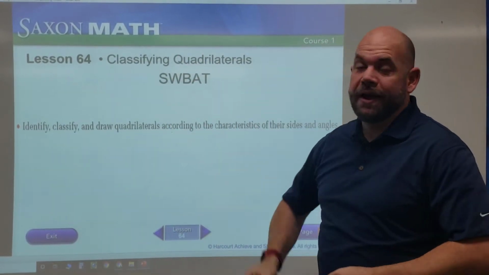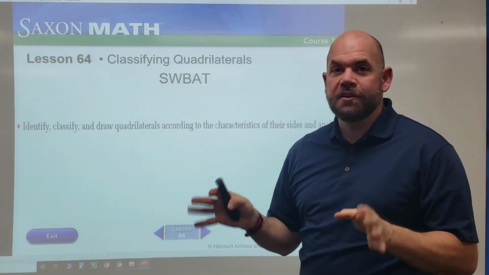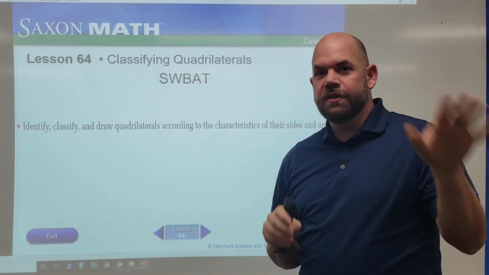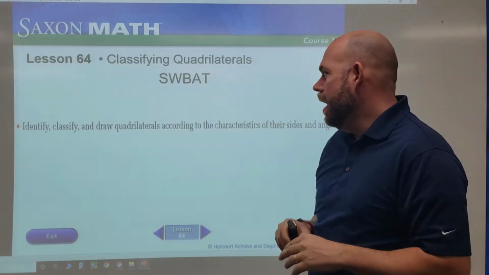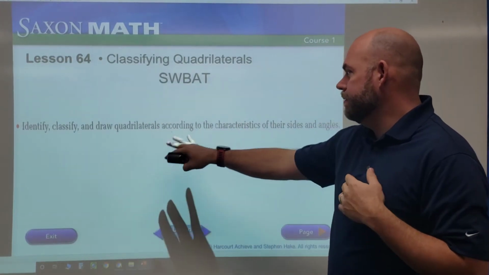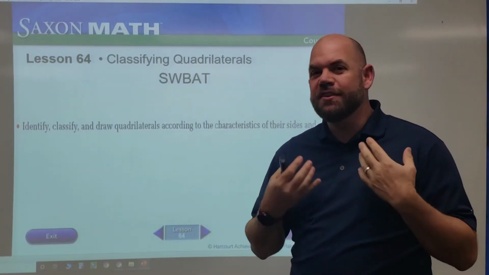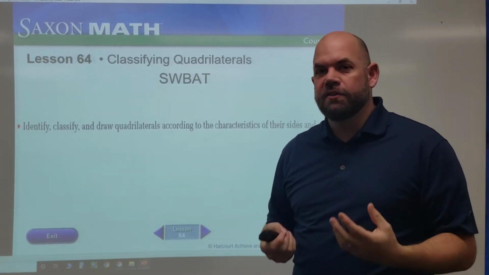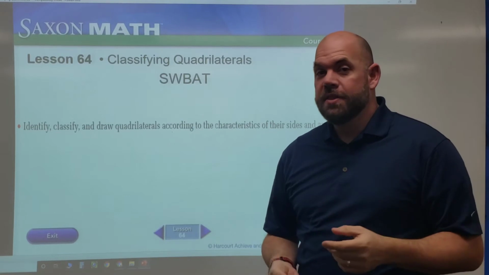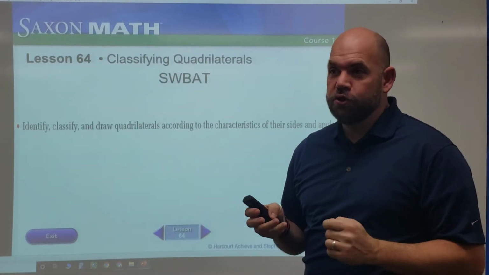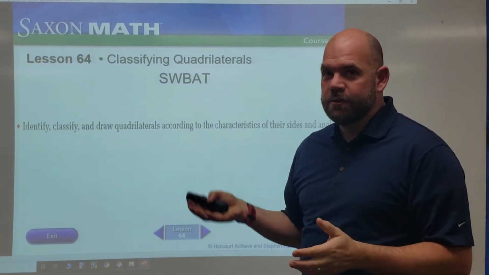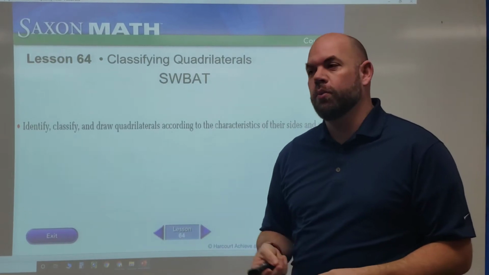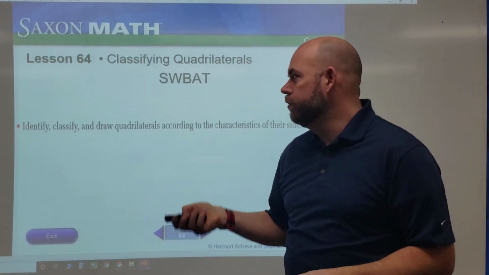This is classifying quadrilaterals. We talked about quadrilaterals just a few lessons ago, I think back in Lesson 60, but today we're going to identify, classify, and draw quadrilaterals. This is mostly a vocab lesson, honestly. It's getting familiar with the different kinds of quadrilaterals there are. This is geometry. We don't do a ton of geometry in level 6 math, but this is a good one to do because we'll deal with shapes a lot more in the future.